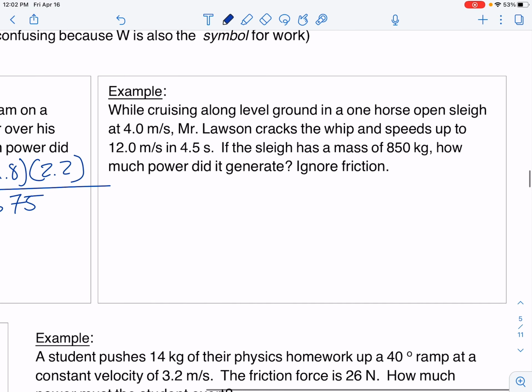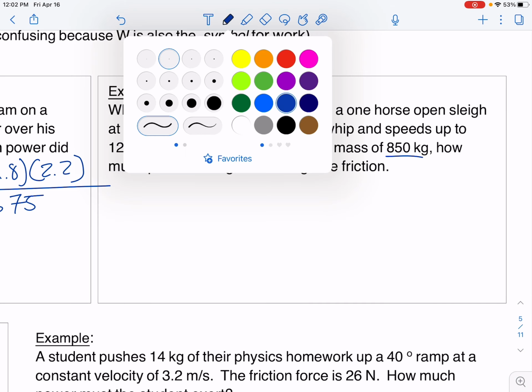All right. Our second problem here, we have an open sleigh. Teacher cracks a whip, speeds up to 12 meters a second in 4.5 seconds. Sleigh has a mass of 850 kilograms. How much power did it generate? And again, friction in this case is negligible. Right. So once again, use a different color.